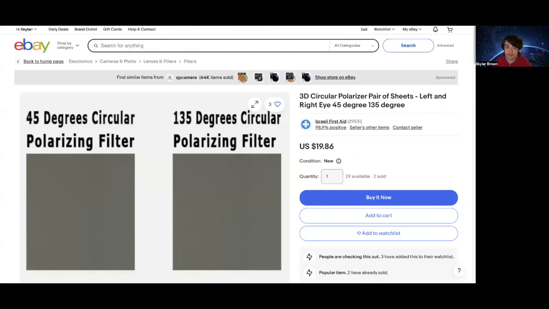So this is very easy to do with two projectors at home. You can simply buy polarizing filters for two projectors and put the 45-degree one on the right. This image has them in reverse, and put the negative 45 degrees, which is 135 degrees, filter on the right; you would put that on the left.